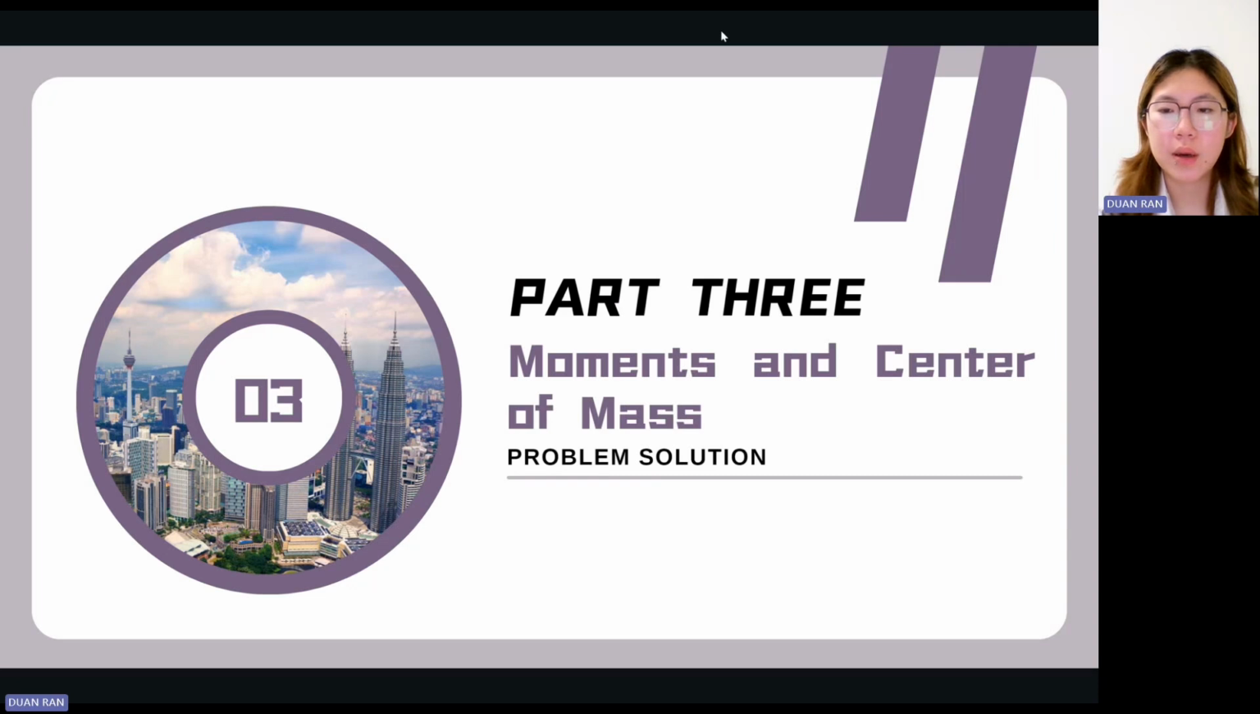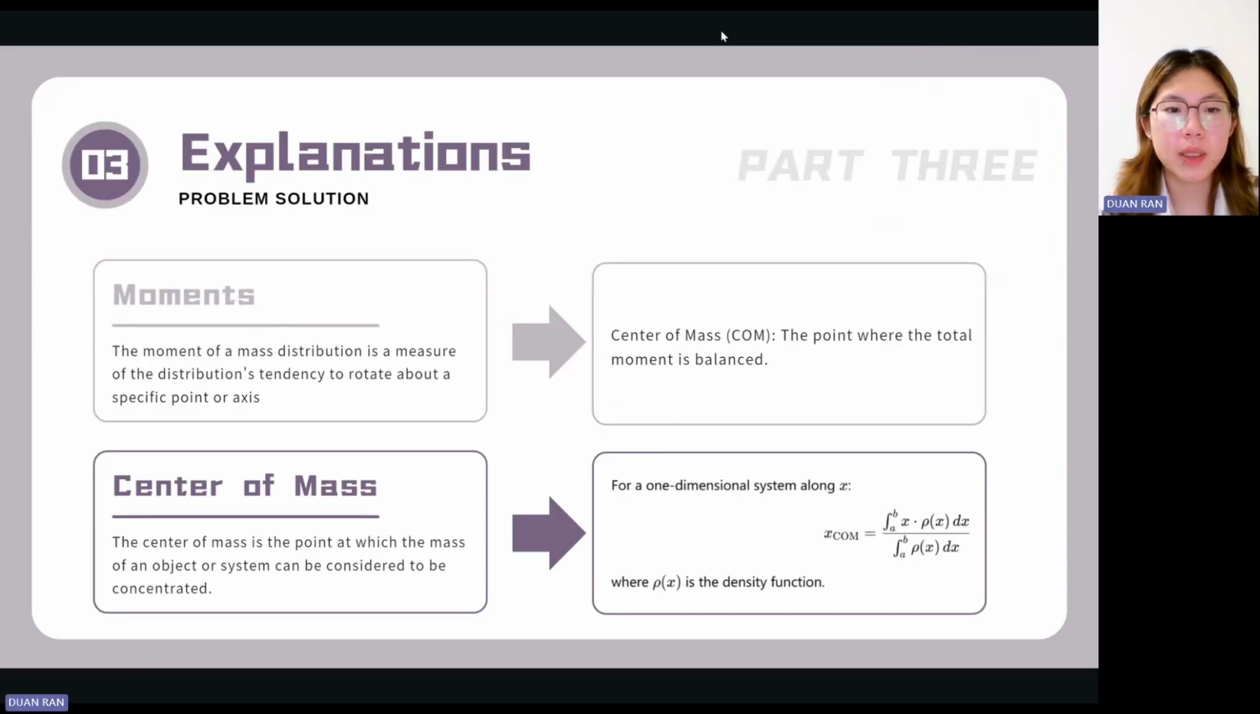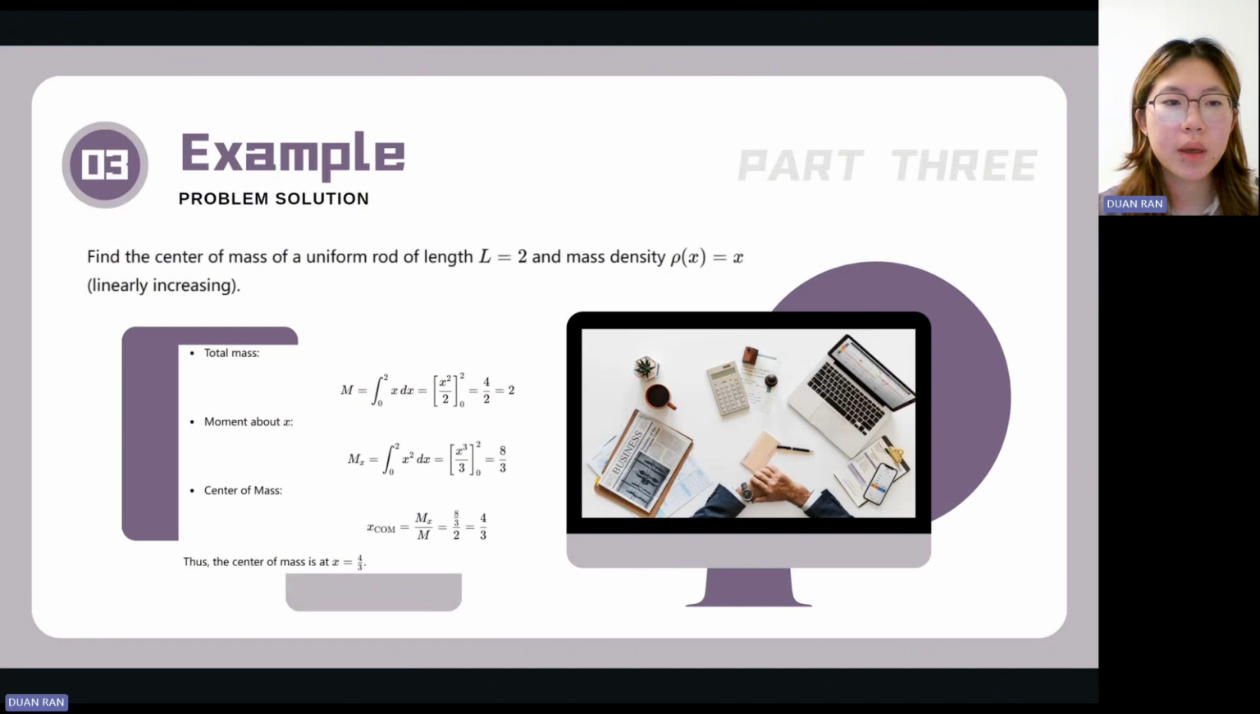The last part is moments and center of mass. The moment of a mass distribution is a measure of the distribution's tendency to rotate about a specific point or axis. Center of mass is a point where the total moment is balanced. Here we can see an example of part 3.